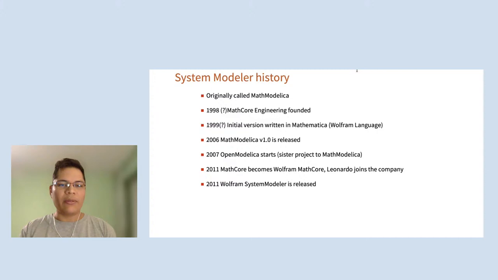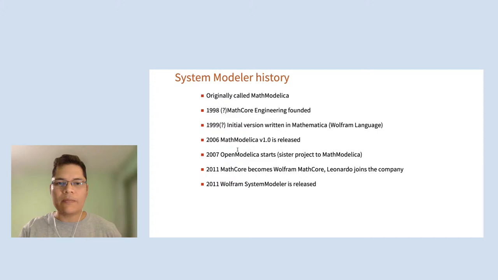Another important point in the history is that around 2007, another project was started by some people from Linköping University, who were also involved in MathCore. It was OpenModelica, which was basically an open source alternative to what MathModelica was providing for professional use. Then around 2008, the company MathCore was acquired by Wolfram, and it became Wolfram MathCore. This was the year when I joined the company. In 2011, we had the first release of Wolfram System Modeler, the rebranded version of it.